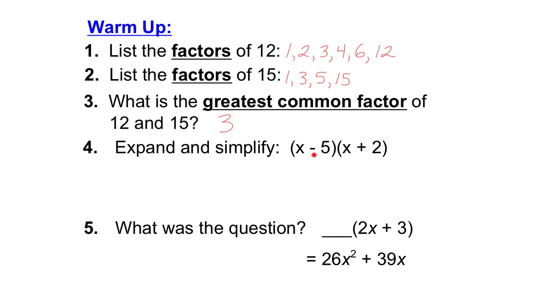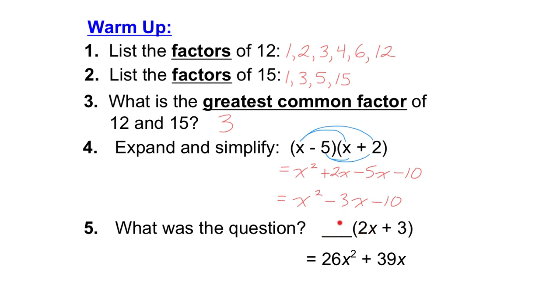When we're asked to expand and simplify, remember we're turning this into standard form. That means we're doing this, expand and simplify. x squared minus 3x minus 10 is the answer. And here, we'll work backwards.